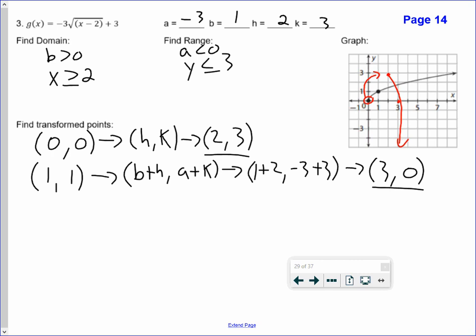It should be going down since our A is negative, so we'll be decreasing, going downwards. Our B is positive, so we're still going to be going to the right. So our X's are still increasing, while our Y's are decreasing. All right, so that's number 3.